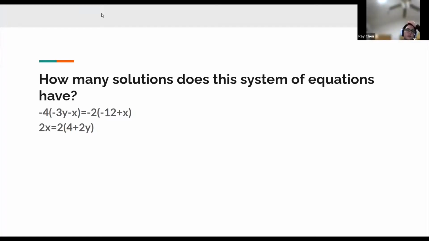Yeah. So we're gonna distribute this out for anyone that doesn't see. So first we have to distribute all the parentheses. So the first equation is gonna be 12y plus 4x is equal to 24 plus 2x. And then we're gonna combine like terms. So we're gonna have 12y plus 6x is equal to 24. And then for the other equation, we have 2x is equal to 8 plus 4y.